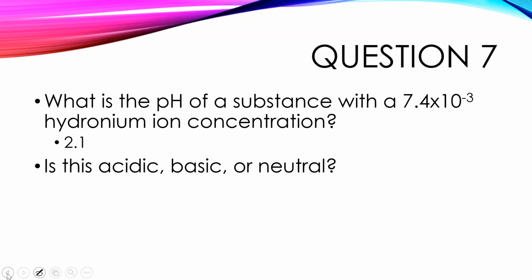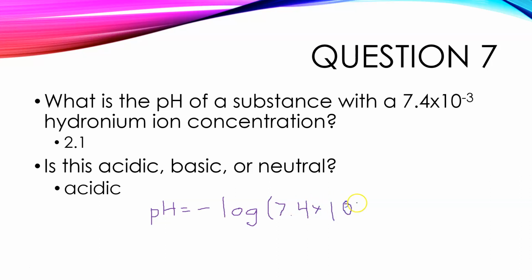You got the correct answer if you got 2.1 and determined that that meant it was acidic because that is a pH of less than 7. If you didn't get this answer right, you would have solved this problem by knowing that the pH is equal to the negative log of the hydronium ion concentration, which in this case is 7.4 times 10 to the negative third. Then you round this answer to 2 sig figs because your answer up here had 2 sig figs.